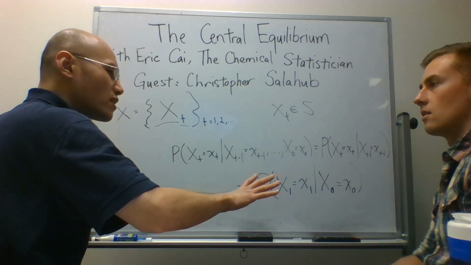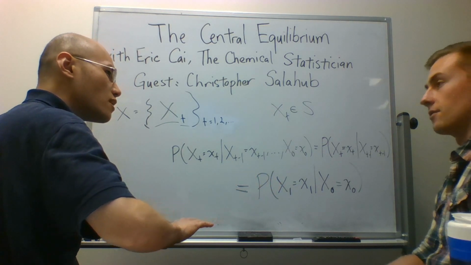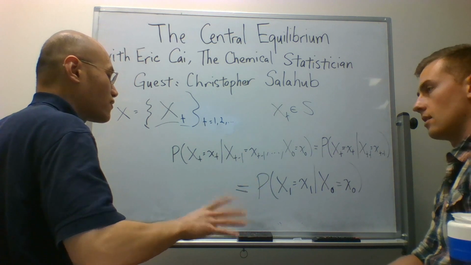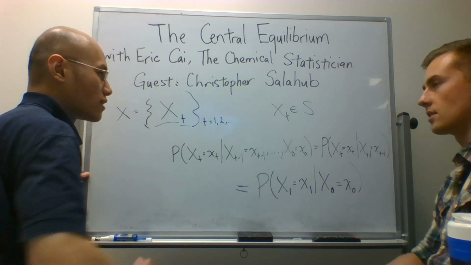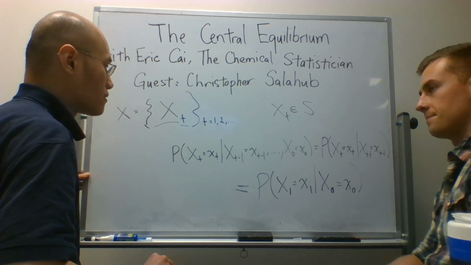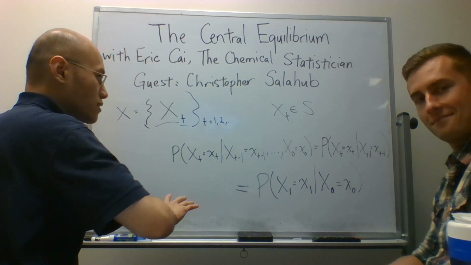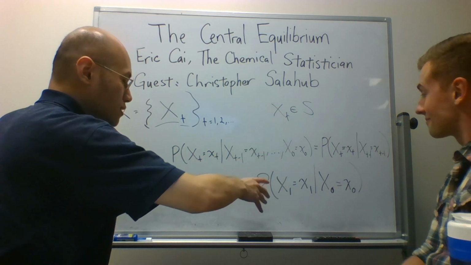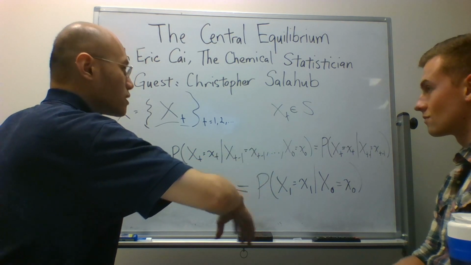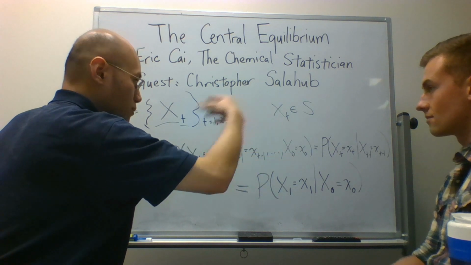So could it be an infinite set, or it could be a countably infinite set? It could be a countably infinite set. So as long as it's countable, you can consider a Markov chain. Okay. And the second condition is that the probability of the random variable in the current state depends only on the value of the random variable in the previous state.